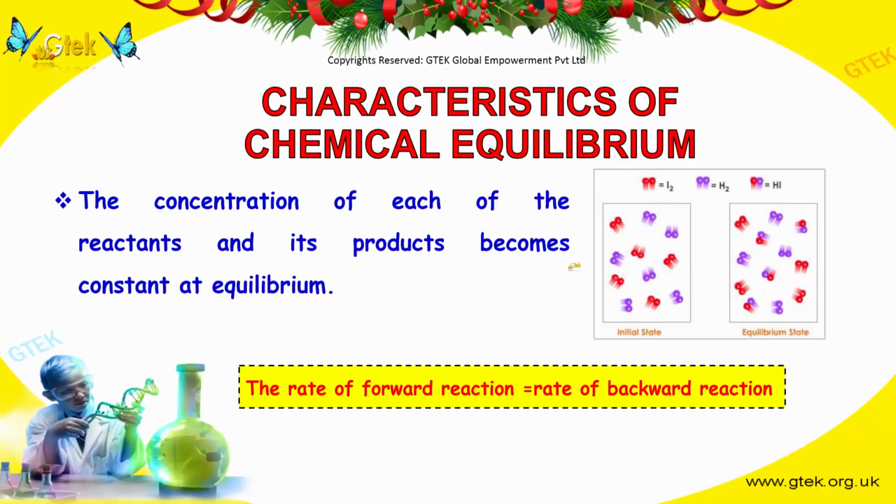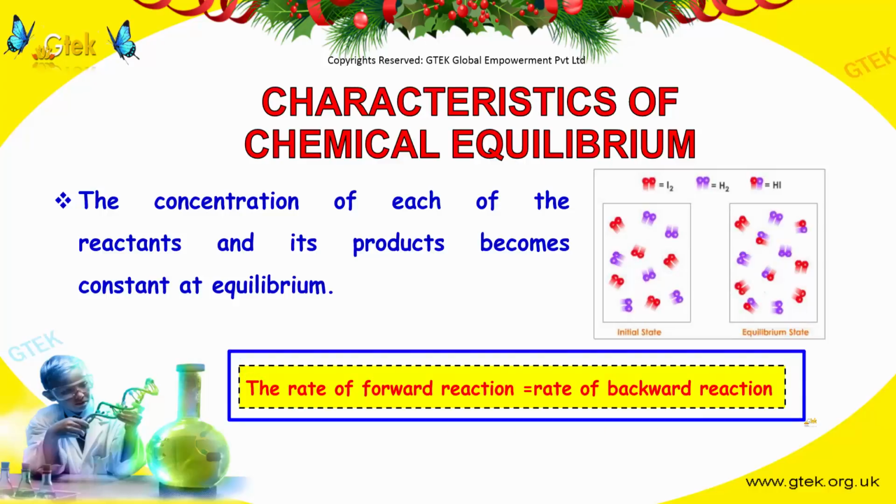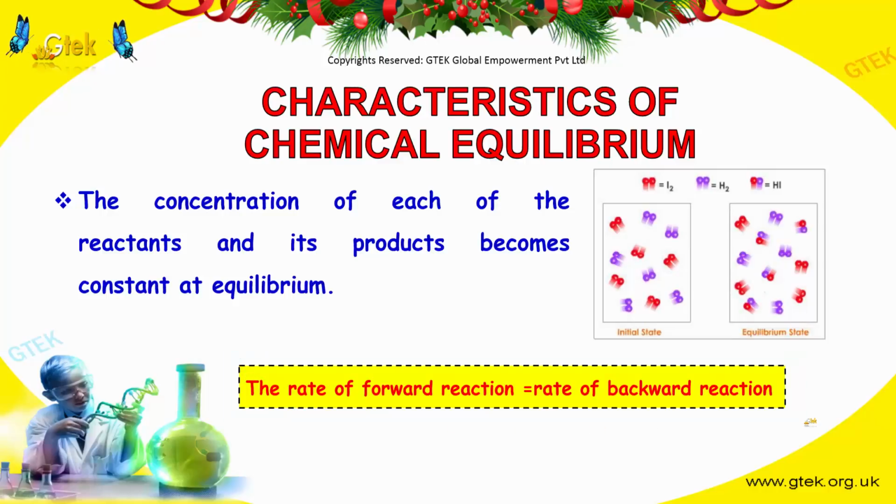Now I am looking into the characteristics of chemical equilibrium. The concentration of each of the reactants and the products becomes constant at equilibrium. The rate of the forward reaction is equal to the rate of the backward reaction.